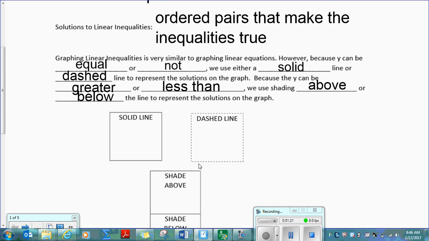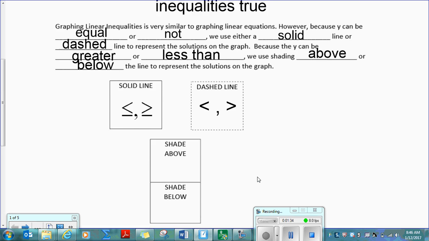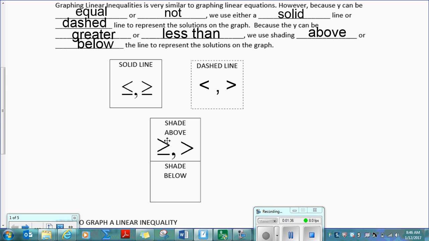So here's a little graphic organizer to help you remember. For a solid line, our y has to be less than or equal to, or greater than or equal to. For a dashed line, it would be less than or just greater than. For shading above, we have to be either greater than or equal to, or just greater than. Shading below, less than or equal to, or less than.